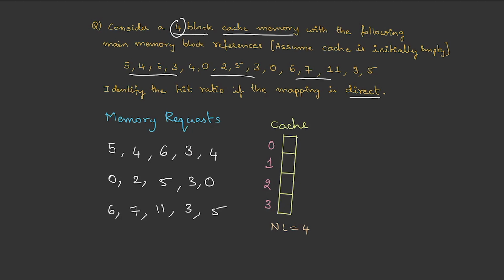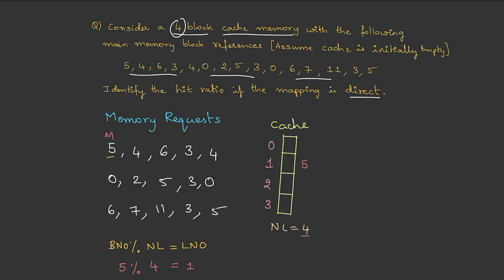Okay, here we have the cache. Now let's fill the cache with the following memory requests, and we already know the formula. Block number modulus number of lines is equal to the line number. Now let's take the first request, that is 5. So 5 modulus number of lines, which is 4. So 5 mod 4 is 1. Therefore this 5 has to be placed in line number 1. Now initially this is empty, therefore this is a miss.